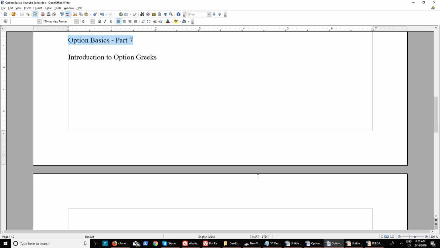As you would have seen in the previous part, I have given you a small overview of what option Greeks are. I just want to take it a little further before I jump into individual option Greeks. Option Greeks are quite interesting, and these are a collection of statistical values named after Greek letters.